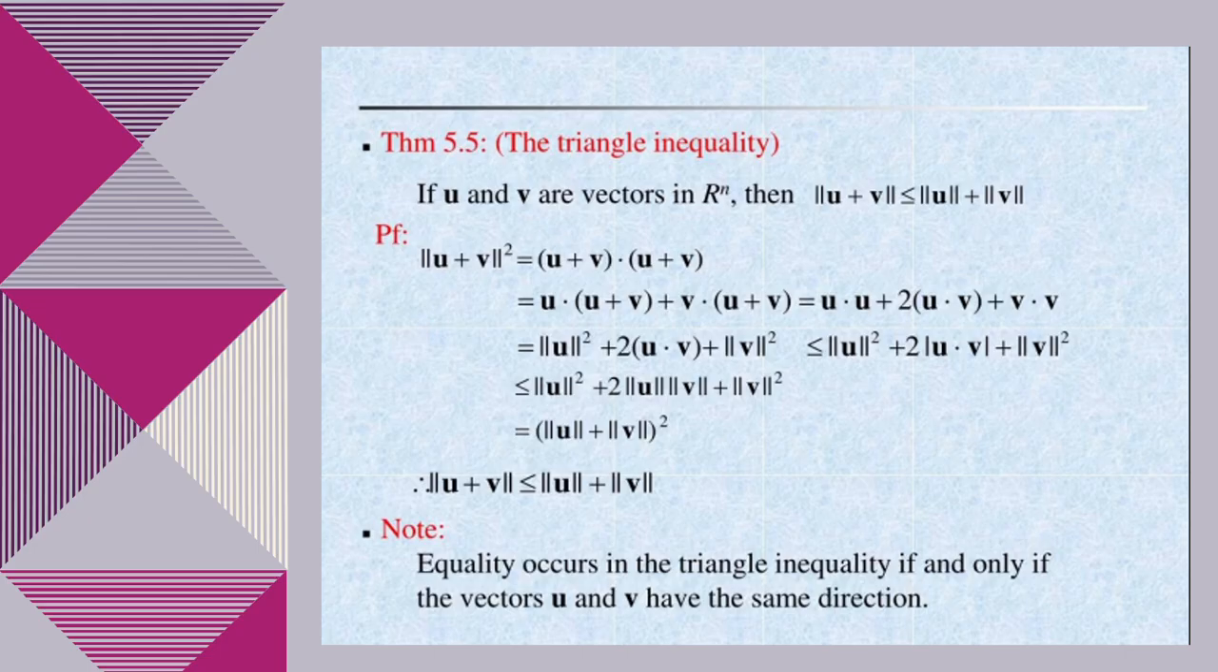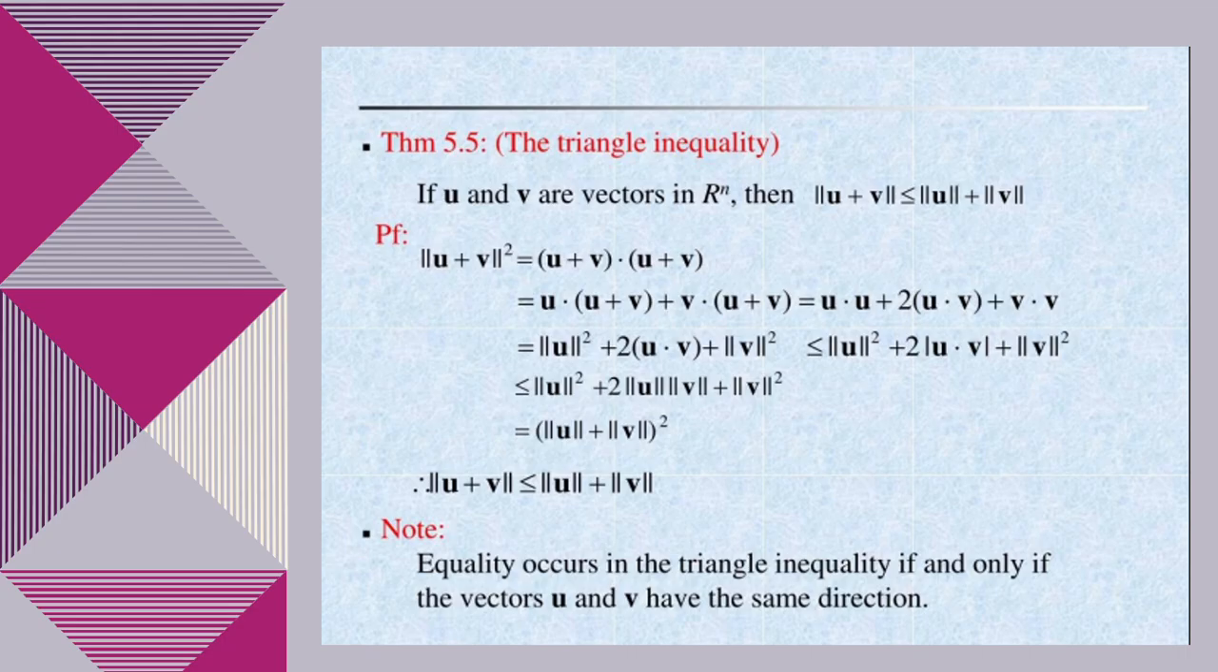Moving on, the triangle inequality theorem says that the length of u plus v is always less than or equal to the length of u plus the length of v. This is just like a triangle. The length of one side can never be longer than the sum of the other two sides. To prove this, we expand the length of u plus v squared using the dot product rules, which gives us the length of u squared plus 2 times u dot v plus the length of v squared.